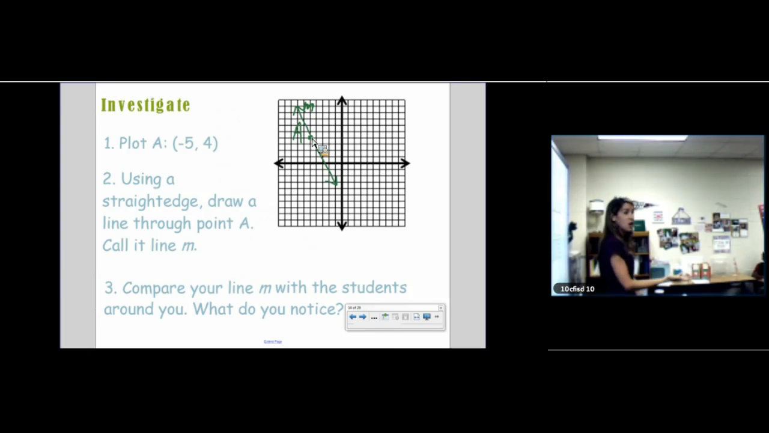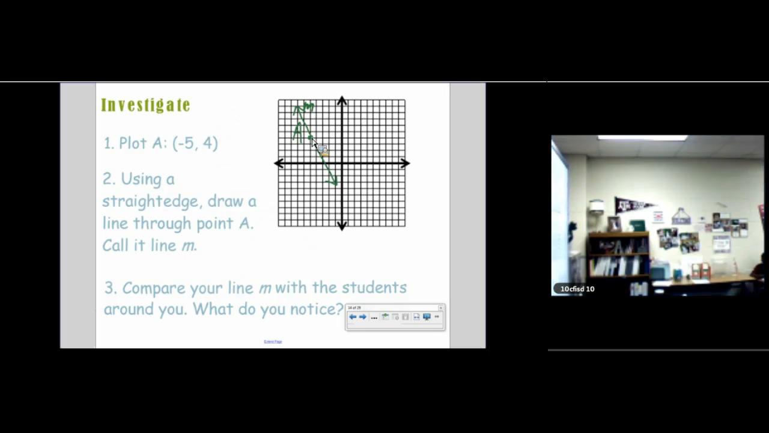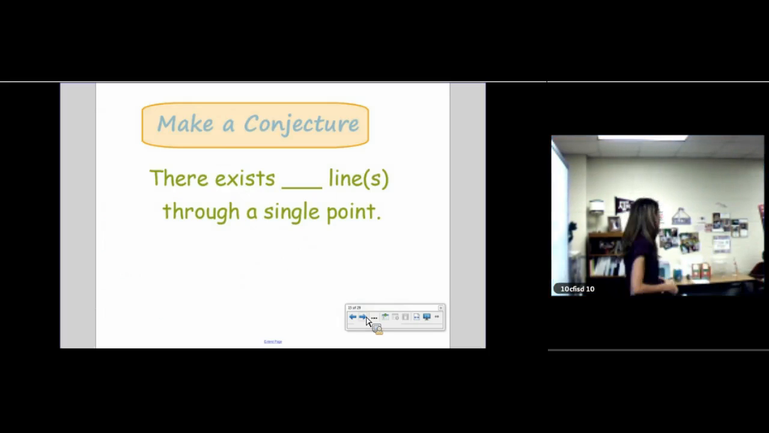They're different. We all used point A. Do you agree we all had the same point A as long as we remembered how to plot points? Okay. But we all drew different lines. So I want you to make a conjecture. A conjecture is like a hypothesis. It's like a guess. There exists blank lines through a single point. What goes in that blank? Raise your hand. Infinite.